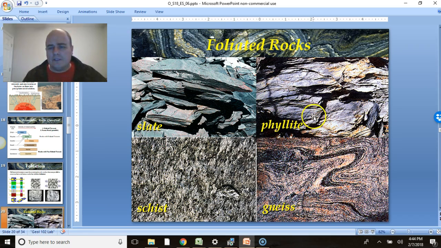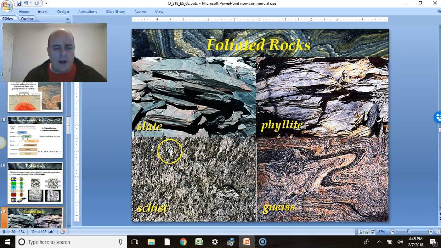Now, if you go here, you can still see the foliation, and you can see the lines start to come through. As you start pushing more and more onto the rock, different minerals will start popping out as the fluids or the grains actually change, right? And so here's an example of phyllite, which is your low to medium grade metamorphism.